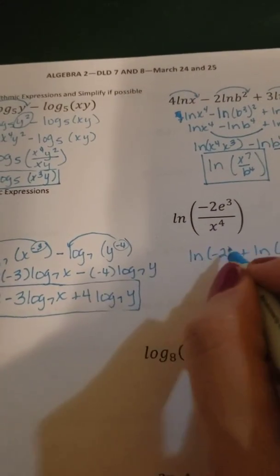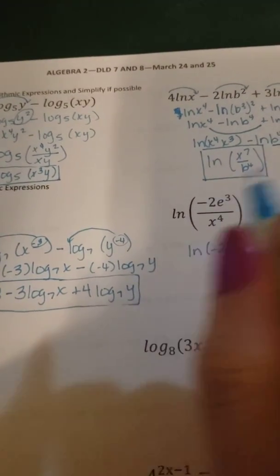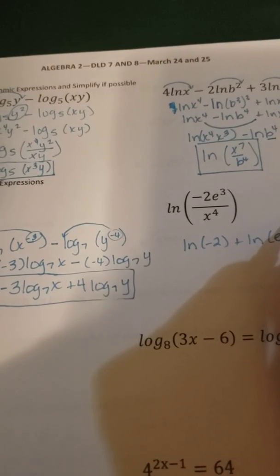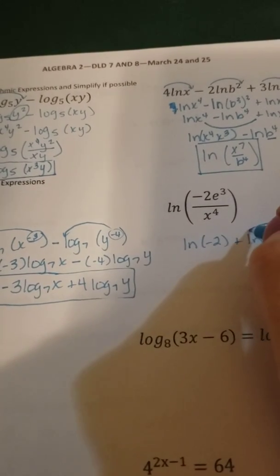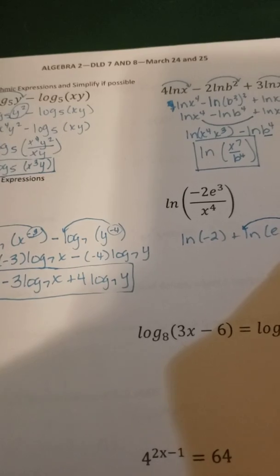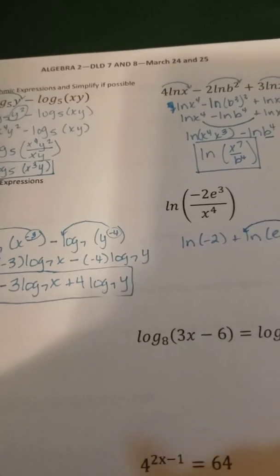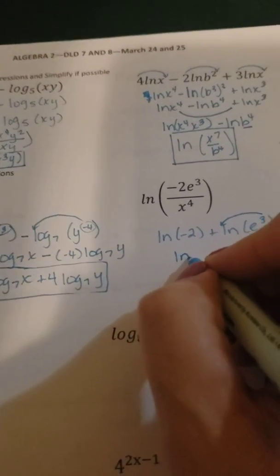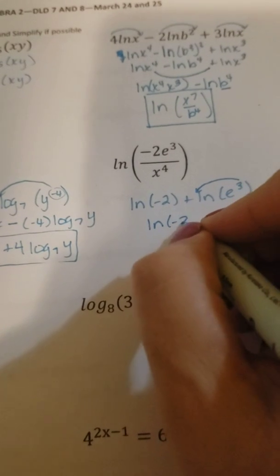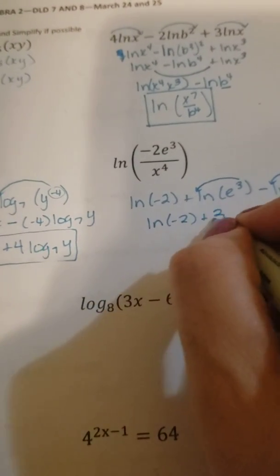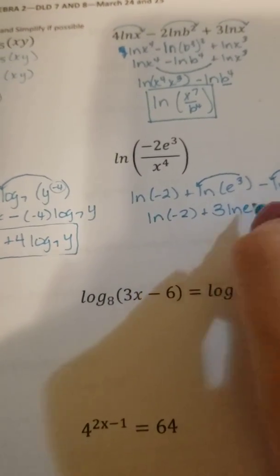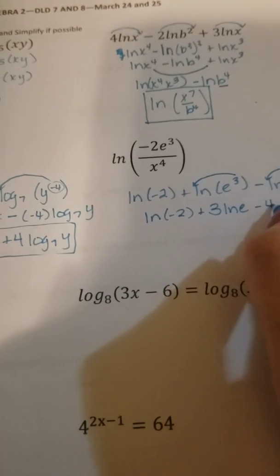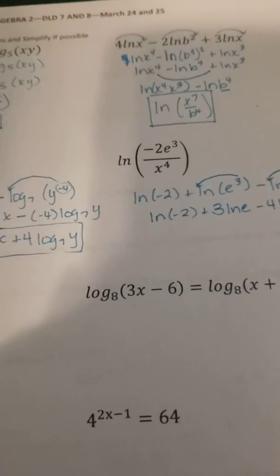So there's no exponent here, so that's okay. This 3 is going to come out here to the front, and this 4 is going to come out here to the front. So the first thing I can do is rewrite that as the natural log of negative 2 plus 3 natural log of e minus 4 natural log of x.